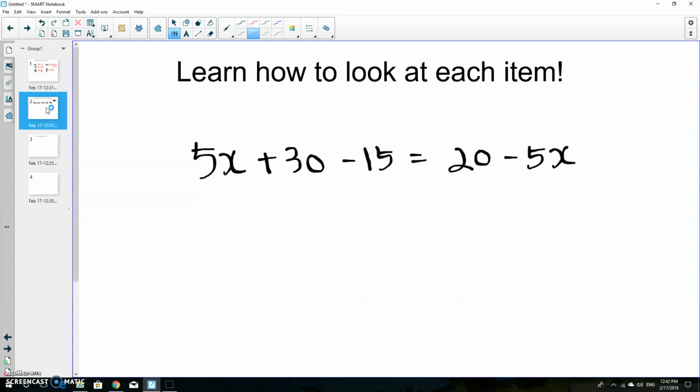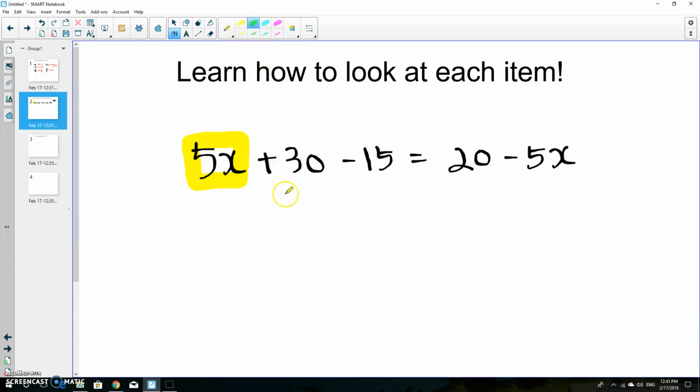And then we're going to move into learning how to look at each item. If I give you an expression like this, there are 5 items in this equation. How I look at it is each item contributes to your operation. So for example, why do I say there are 5? Hopefully you can see there are 5. This is your first item, a positive 5x. If I were to move this whole thing to the other side, I'm going to subtract 5x.